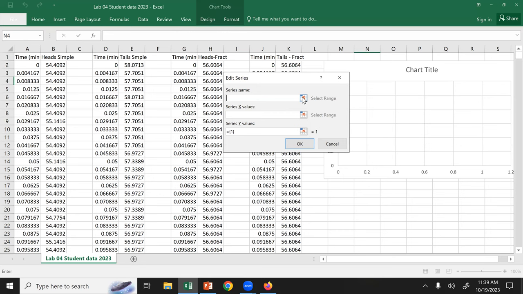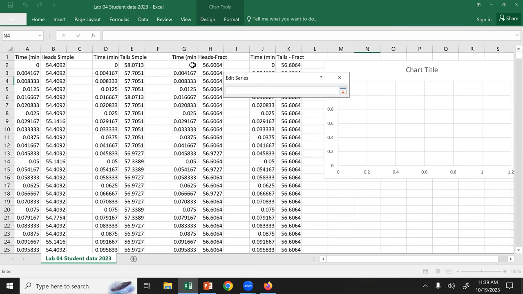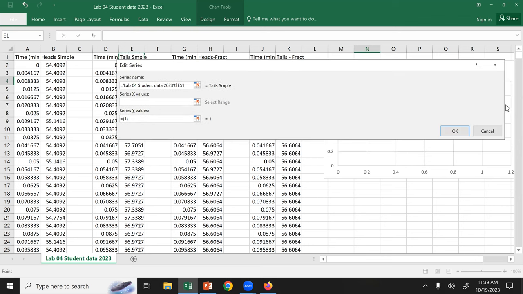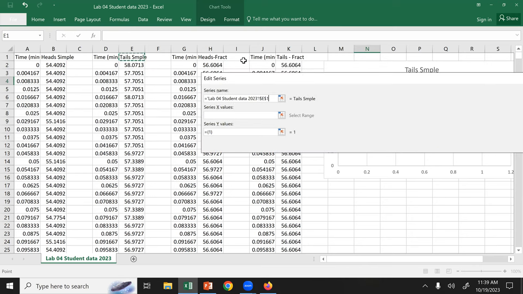You can select a series name, but you don't have to. Anytime you want to click to tell it what to do, you just hit this little button. It kind of minimizes the window, and you say, okay, for the title, let's say the simple tails is going to be my first plot. When you hit enter, it brings you back to this. It doesn't usually do that, but it doesn't really matter, because all that really matters is this section right here.